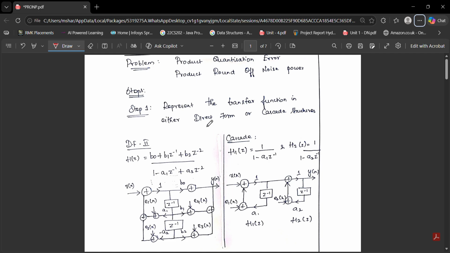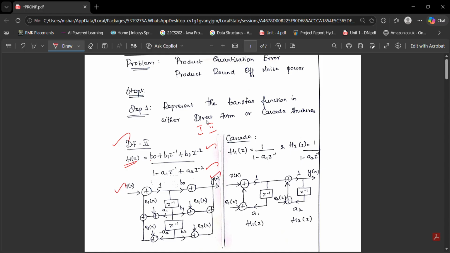We all know direct form consists of two types, that is direct form 1 realization and direct form 2 realization. As far as product quantization error is concerned, we will go with direct form 2, where the transfer function will contain a numerator and denominator. The structure will consist of the input, that is x of n, and the output, that is y of n.